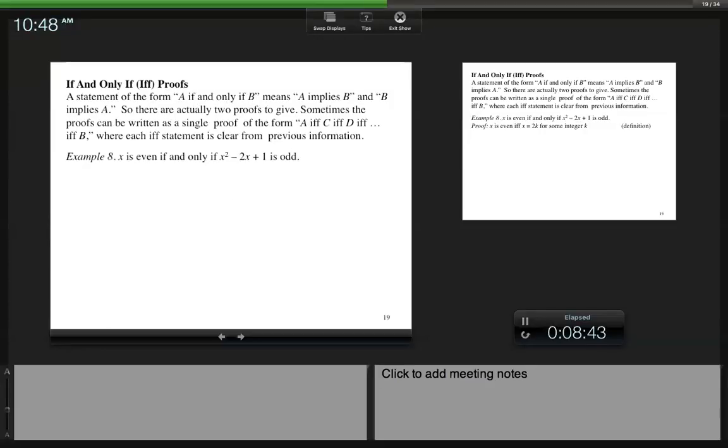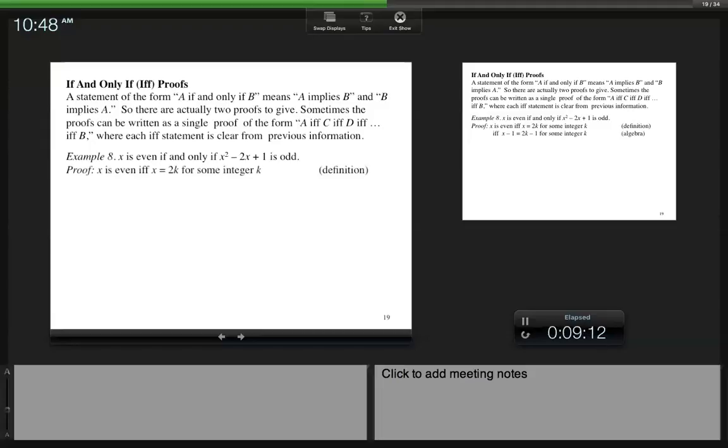So you have to basically prove both ways. If you're given a statement and asked to prove A if and only if B, you have to show A implies B and B implies A. You can prove those two different statements, or you can create a series of if and only if statements. Let's look at a simple example.